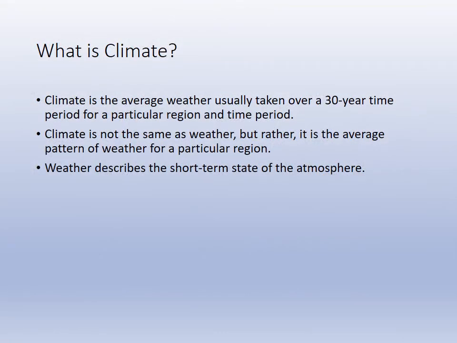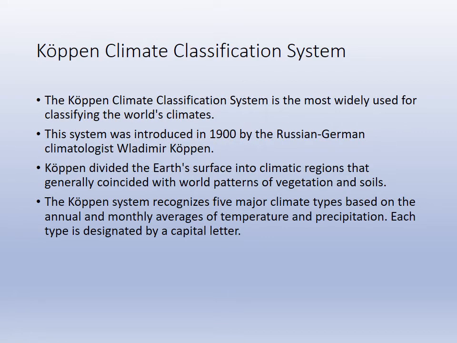So climate is the average weather over a 30-year time period. Weather is short-term. Some earth scientists use the Köppen climate classification system, developed in 1900. It takes into account a lot of factors, the climate zones like tropical, subtropical, the soil, vegetation, and other things. And the system uses 5 climate types based on precipitation, temperature, and vegetation.